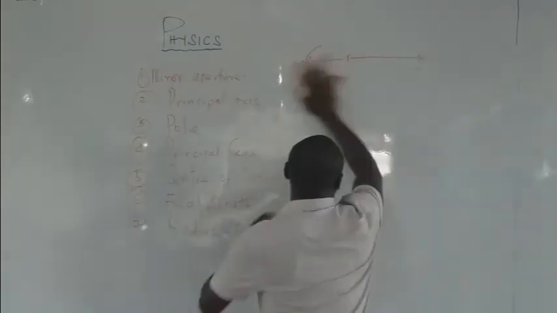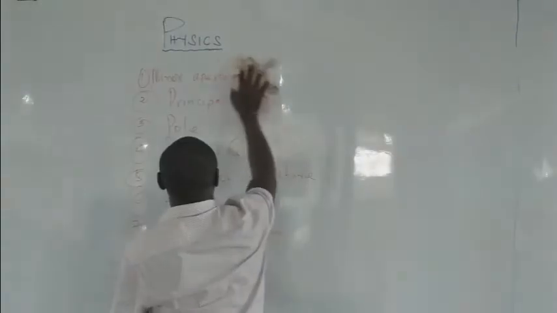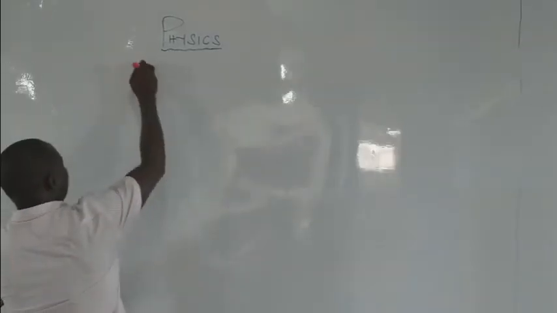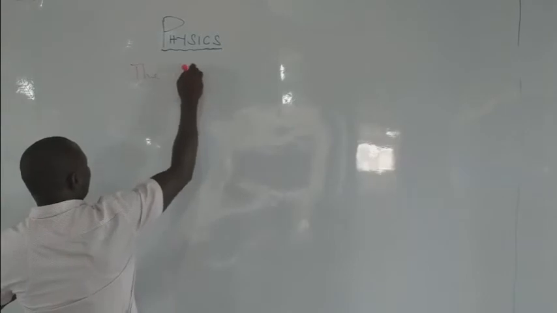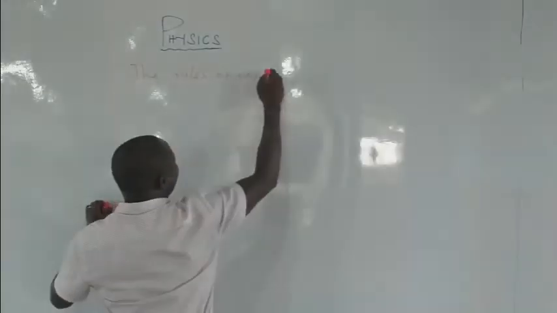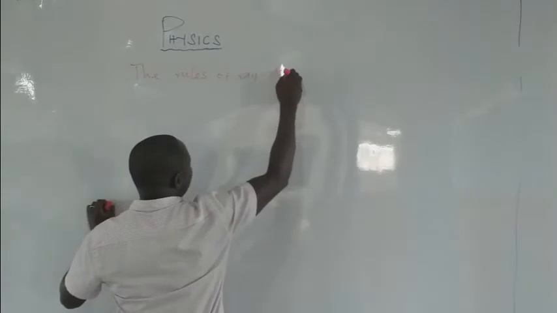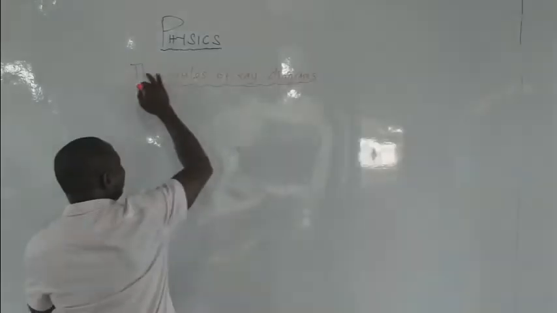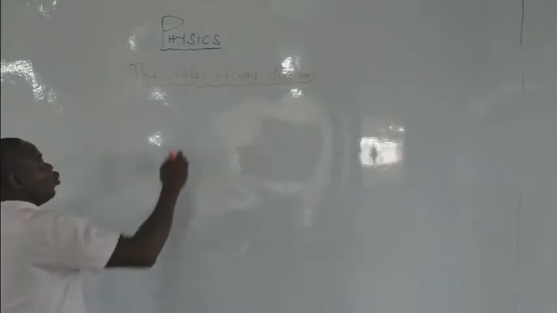The next one is what? We also have what we call ray diagrams, and the rules of ray diagrams. So we have ray diagrams in physics. The rules are what now?